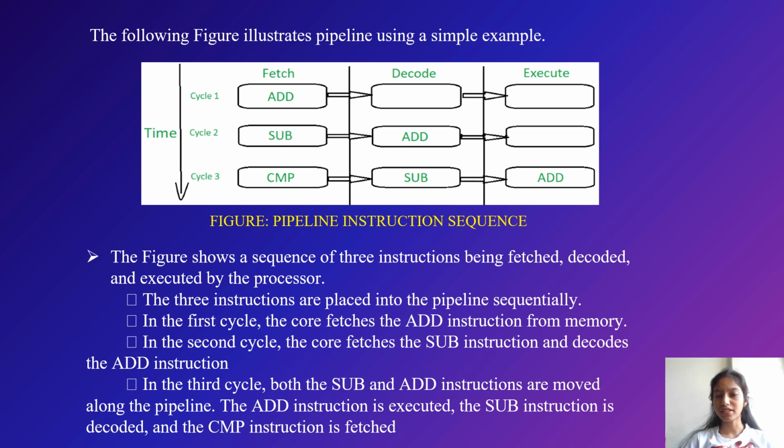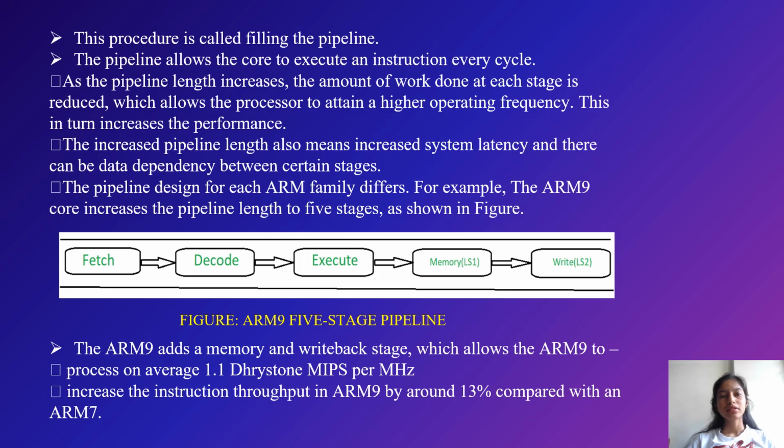the core fetches the add instruction from the memory. In the second cycle, the core fetches the sub instruction and decodes the add instruction. In the third cycle, both the sub and add instructions are moved along the pipeline. The add instruction is executed, the sub instruction is decoded, and the CMP instruction is fetched. This procedure is known as filling the pipeline.